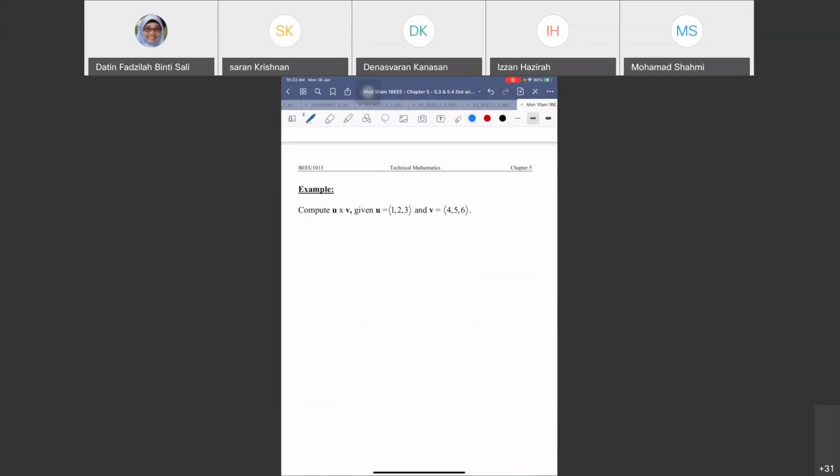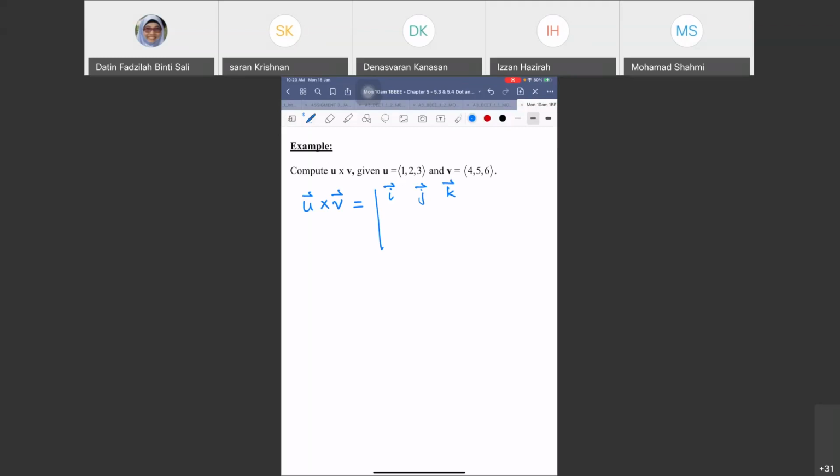Okay, let's say you want to compute this cross product, vector U cross vector V, given that U is 1, 2, 3 and V is 4, 5, 6. So again, to find U cross V from components, first of all, you need to set up your 3 by 3 determinant, in which the first row is your unit vectors i, j, k.